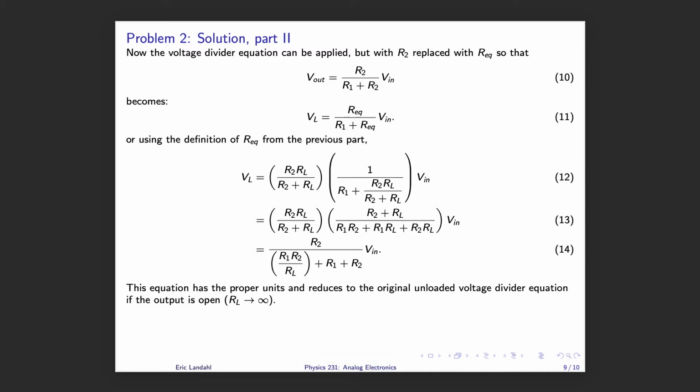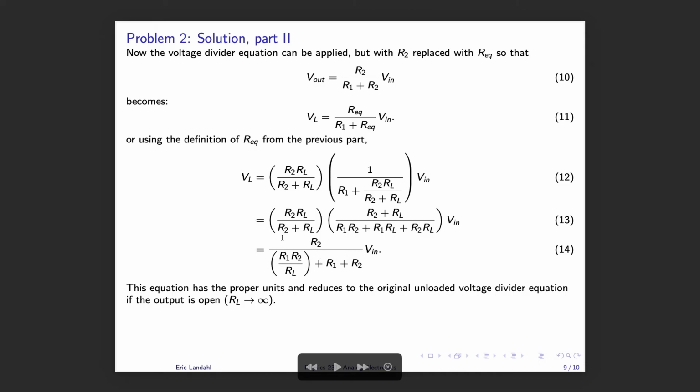So again, anytime you see a new equation, you have to ask yourself, does it make sense? Does it make sense in terms of the units, first of all? The answer here is yes. We should have a voltage on the left-hand side, because we're calculating a loaded voltage, and a voltage on the right-hand side, which means this entire expression with these resistors should be unitless.